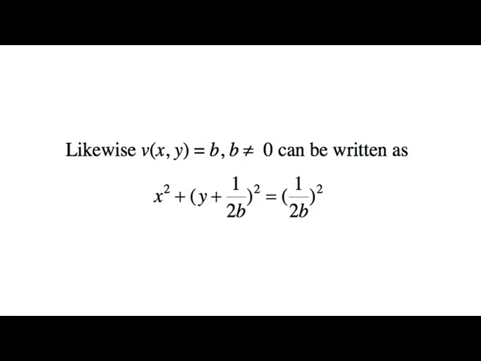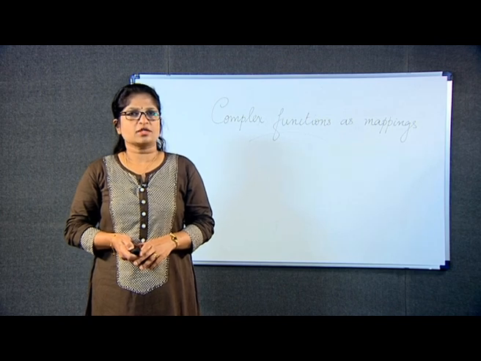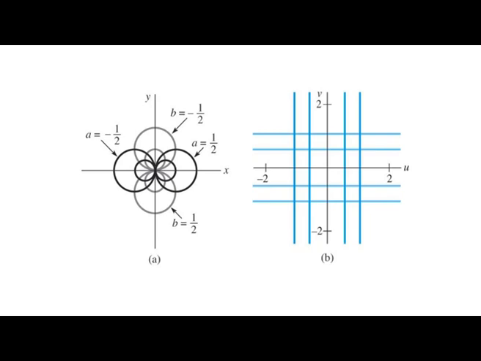In the same way, v of x y is equal to b, for b not equal to 0, can be written as x square plus y plus 1 by 2b the whole square is equal to 1 by 2b the whole square, which is nothing but a circle with center 0, minus 1 by 2b and radius 1 by 2b. So, this can be seen in the figure.